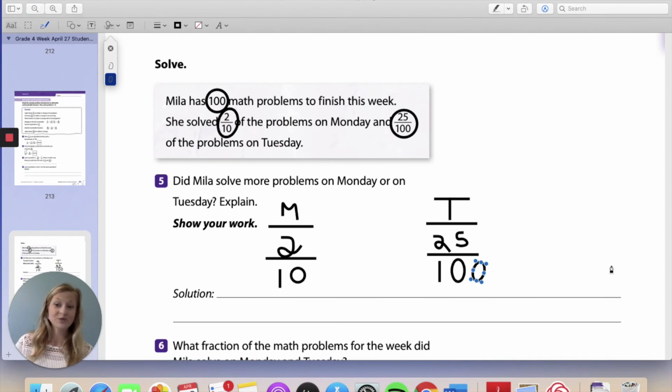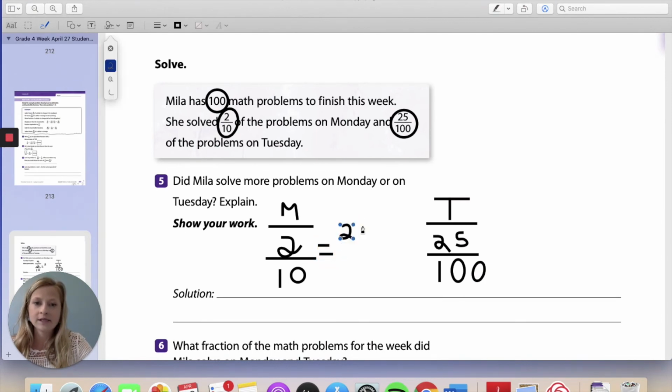Well, if you just rewind this video, I just reviewed it with you, and I remember that 2/10 is equivalent to 20 hundredths. So I'm going to put the equal sign here, and I'm going to rewrite this as 20 hundredths. Now it is so easy for me to see. Right here, I see that on Monday, she solved 20 out of the 100 problems, and then on Tuesday, she solved 25 out of the 100 problems. So that means that obviously 25 is greater than 20.